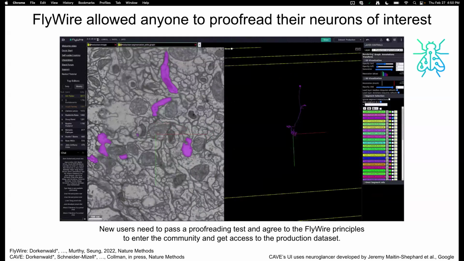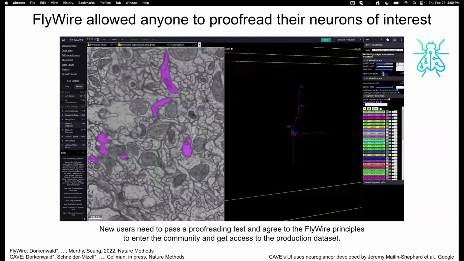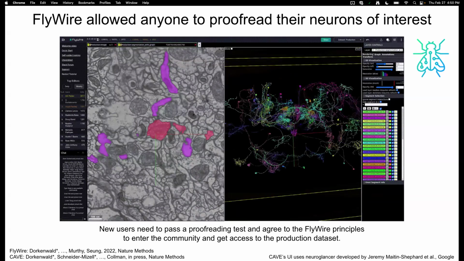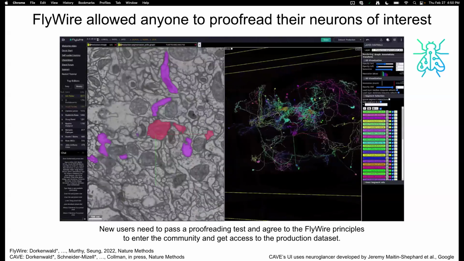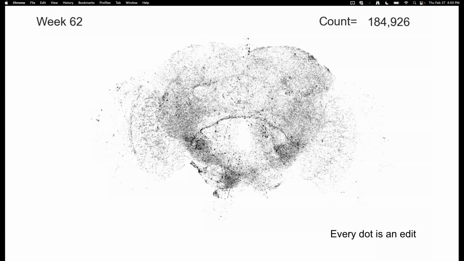And the wild thing is that this was completely open. Anybody could see anybody's work. And where people were overlapping, they had to talk to each other about credit, and that worked remarkably well. So on the next slide, I will show you 3 years in one slide. Every dot here is an edit that was made in the data set.